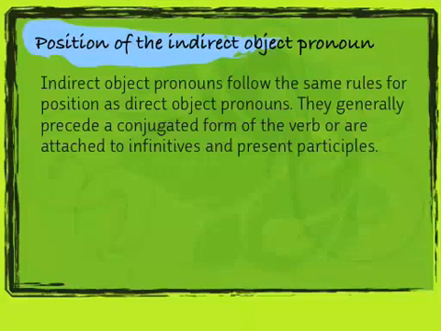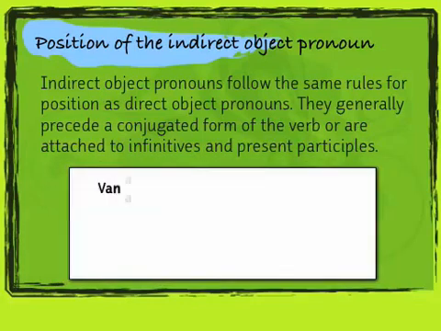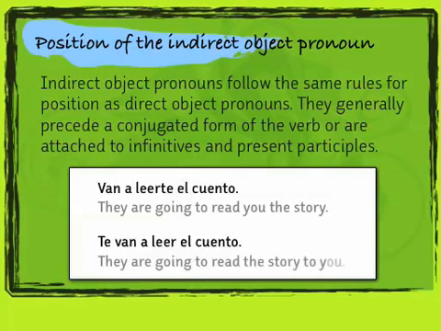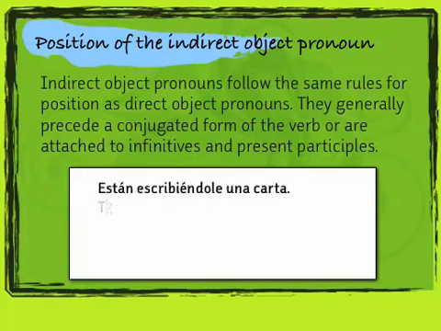Position of the indirect object pronoun. Indirect object pronouns follow the same rules for position as direct object pronouns. They generally precede a conjugated form of the verb or are attached to infinitives and present participles. Van a leerte el cuento. They are going to read you the story. Te van a leer el cuento. They are going to read the story to you.